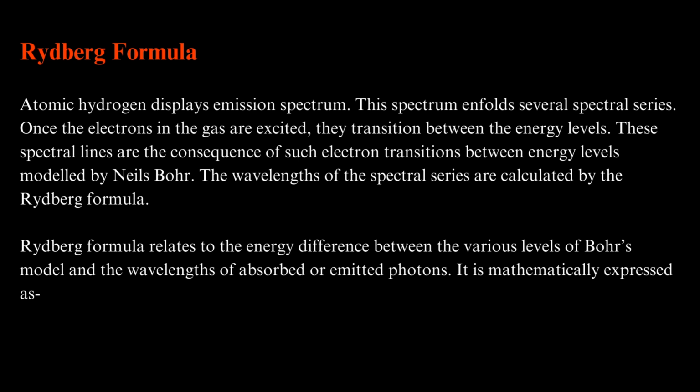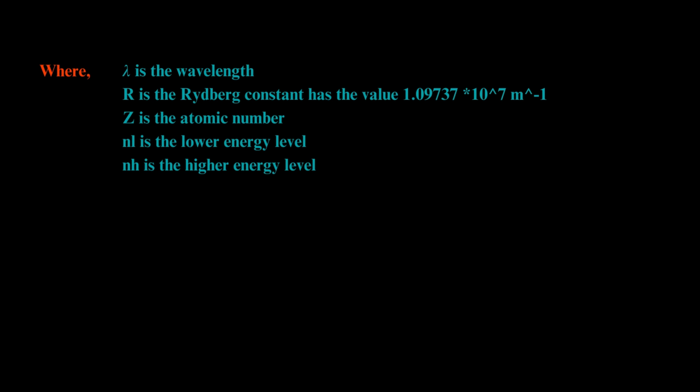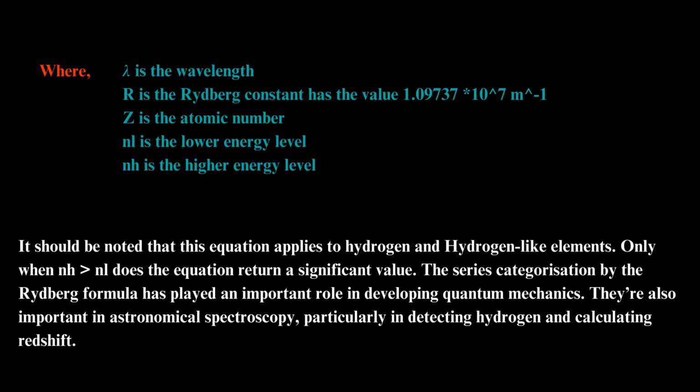Rydberg Formula relates to the energy difference between the various levels of Bohr's model and the wavelengths of absorbed or emitted photons. It is mathematically expressed as shown, where lambda is the wavelength, R is the Rydberg constant, which has the value 1.09737 × 10^7 m^-1. Z is the atomic number. NL is the lower energy level. NH is the higher energy level. It should be noted that this equation applies to hydrogen and hydrogen-like elements. Only when NH is greater than NL does the equation return a significant value.